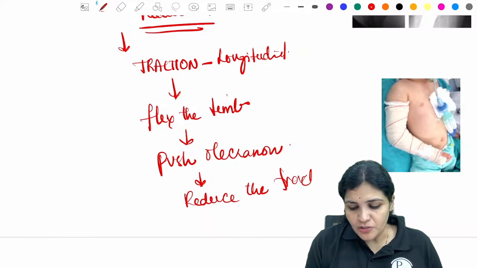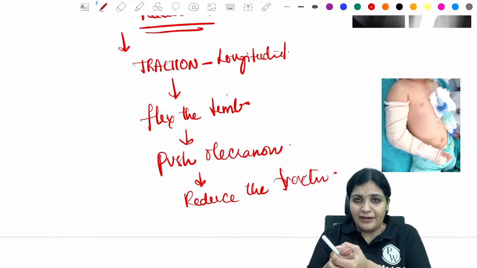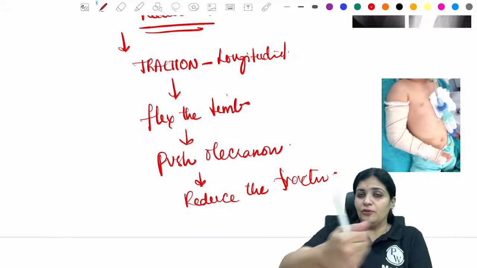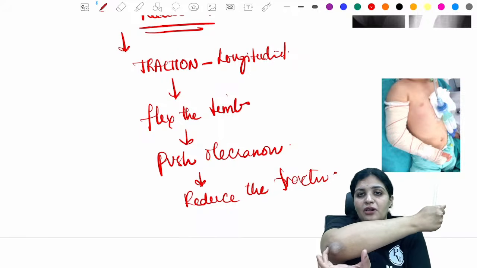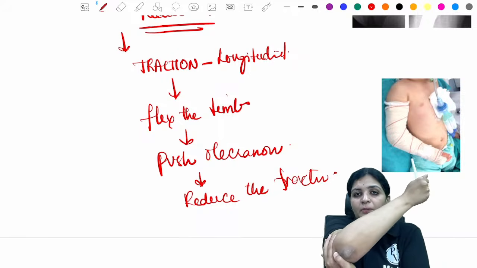Okay, 3 points which you have to remember. First you're going to give the traction longitudinally, then you're trying to flex the limb like this, and then you will put force on the olecranon. So this is the olecranon, so you will put your thumb on the olecranon and you push it forward.